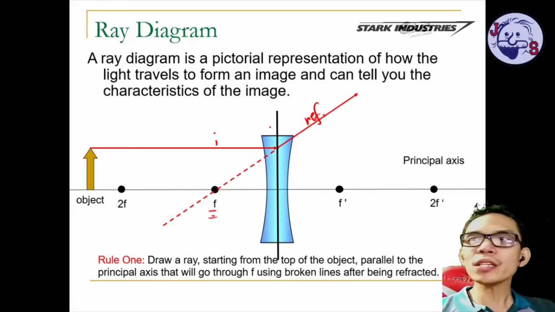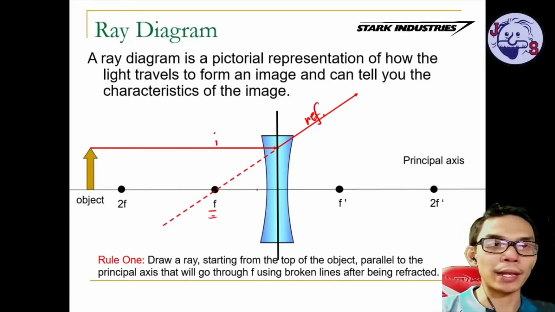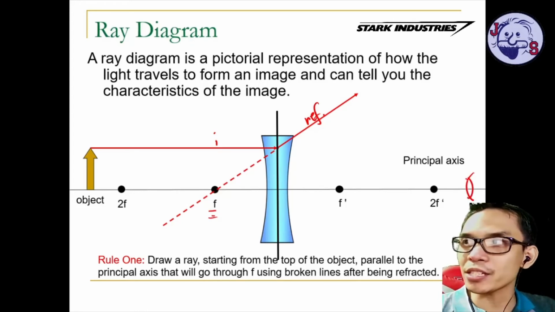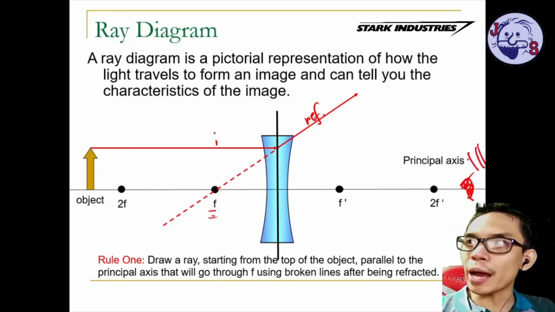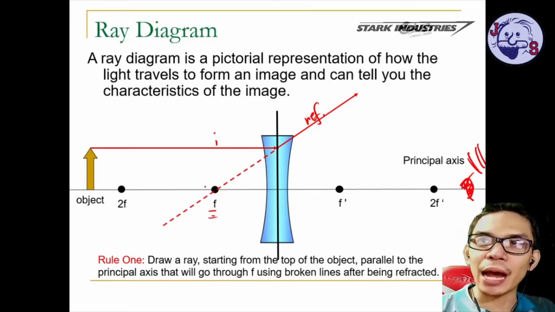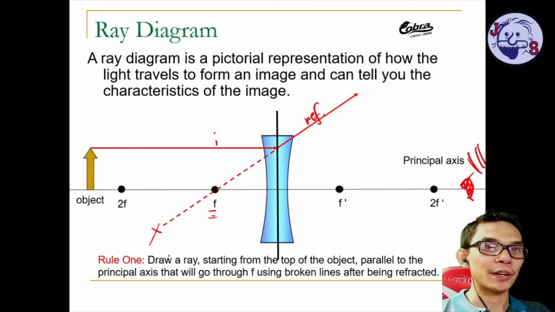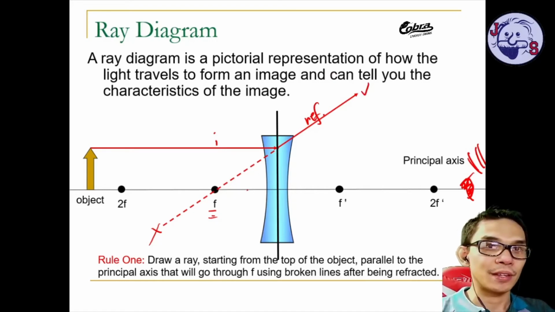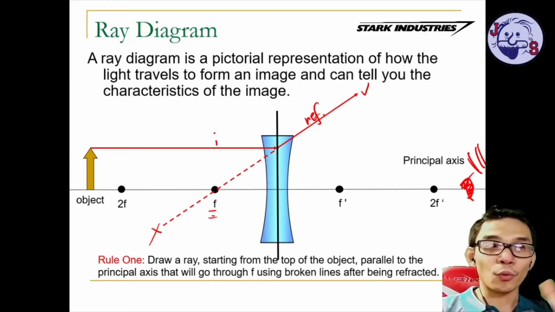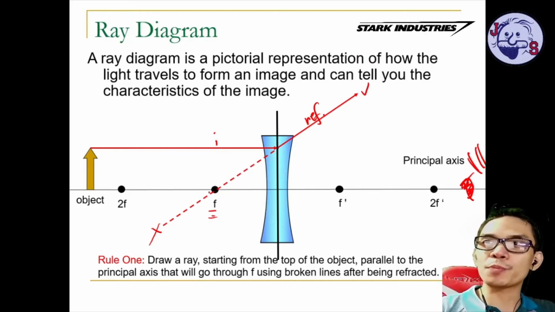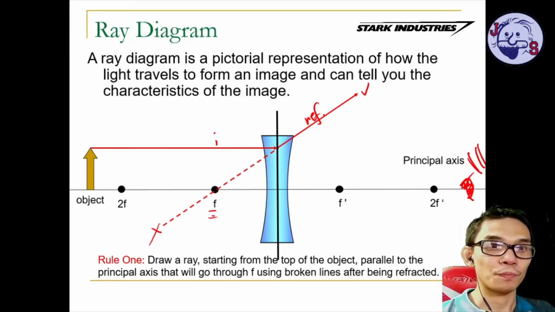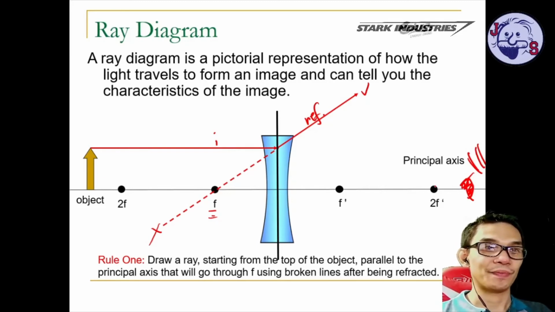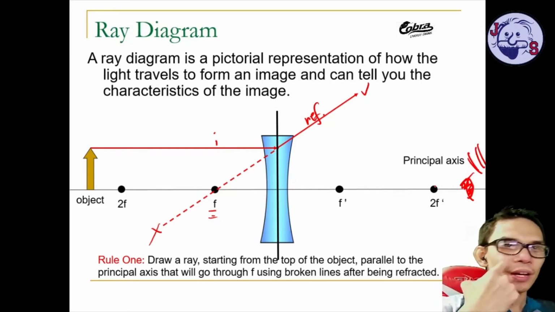Now, what does the broken line mean? It means that your eyes follow the refracted ray until the point right here, and it forms an imaginary line on this side. So it forms this broken line over here because of our eyes. Okay? So, next one.